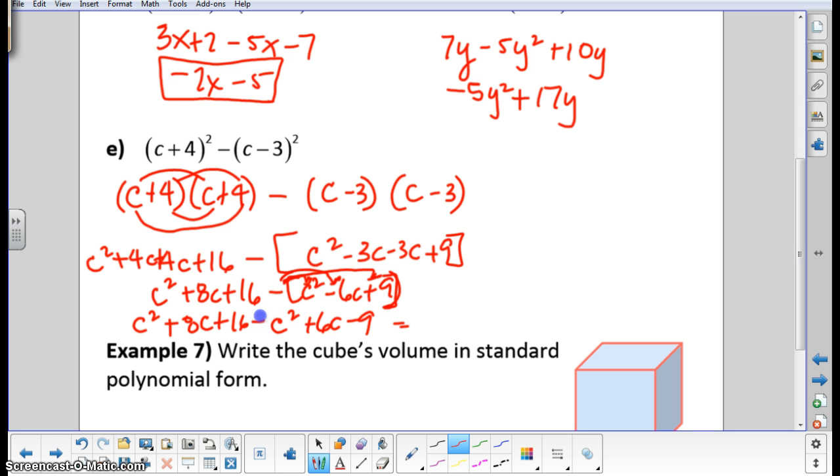And then the two c squareds can cancel out. 8c plus 6c is 16c. Whoops, why did I write a... why did I say 16? It's 14. 8 plus 6 is 14. And 16 minus 9 is a positive 7.